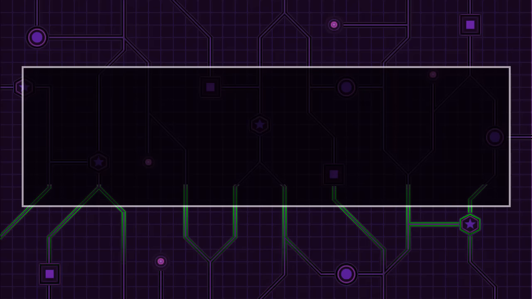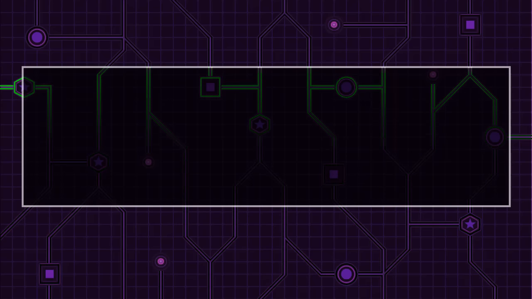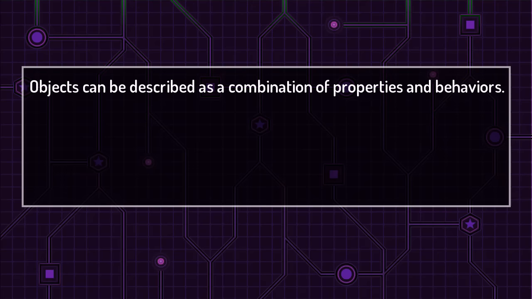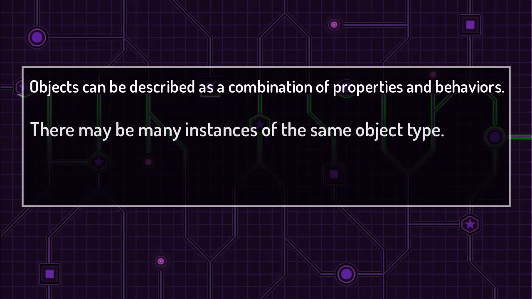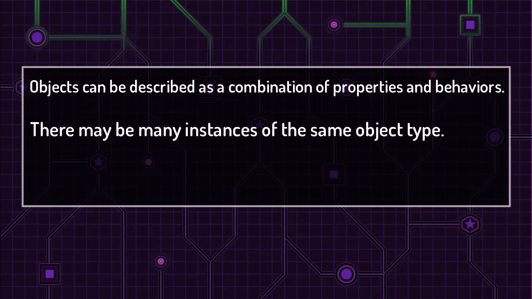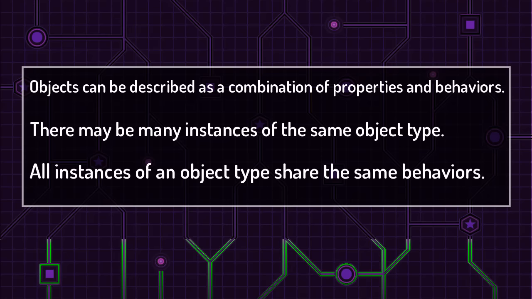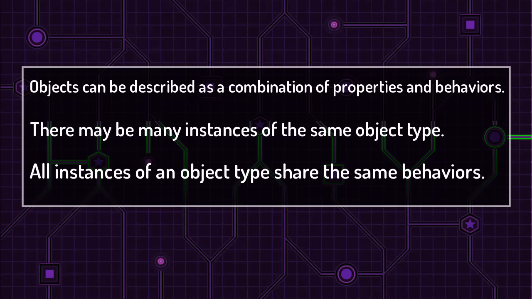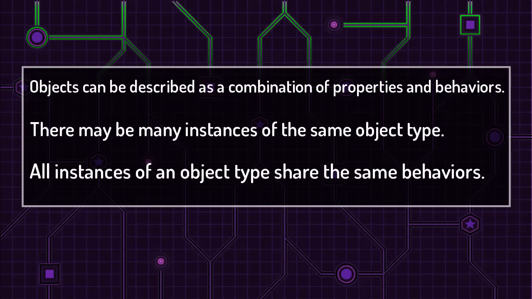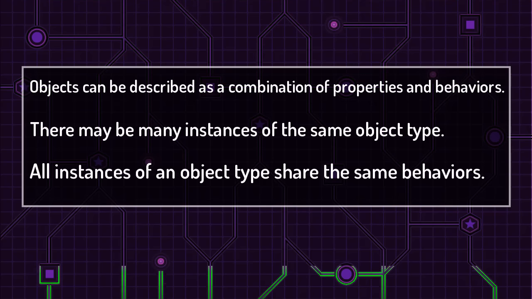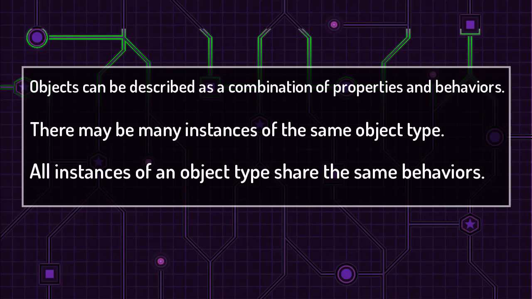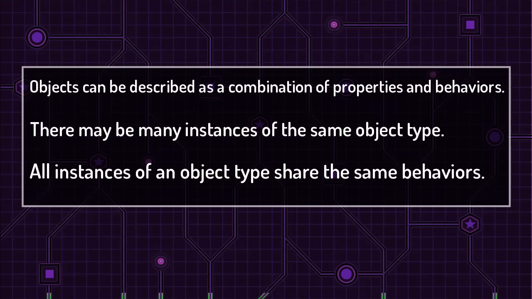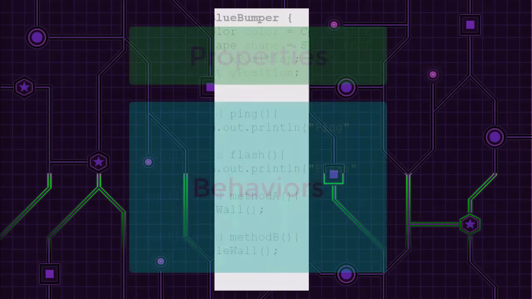So why does this matter? It matters because we've observed important aspects of object-oriented programming. Objects can be described as a combination of properties and behaviors. There may be many instances of the same object type, and all instances of an object type share the same behaviors. Once you understand these principles conceptually, it's simply a matter of translating these ideas into Java syntax and terminology. So remember these observations as lessons and exercises become increasingly technical, like right now.